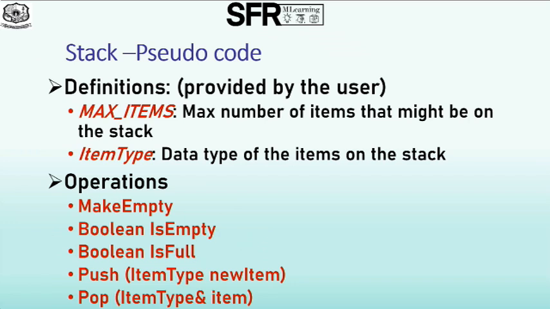This is the pseudocode. First, we have to fix the maximum items, the maximum number of items that might be on the stack. If you fix 5 items, it means we can insert only 5 items in the stack. For the data type of the items in the stack, we can include any data type, but it must be homogeneous. It may be integer or float, anything, but the structure contains only homogeneous data. The operations are make empty, boolean is empty, boolean is full, push new item of item type, and pop item of item type. These are the functions that we create for the stack implementation.